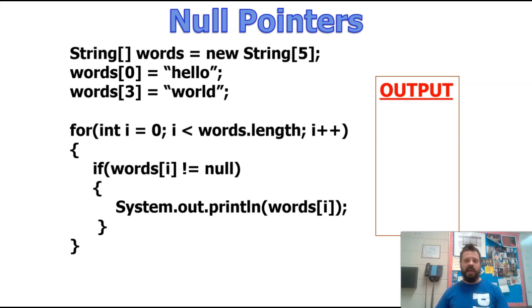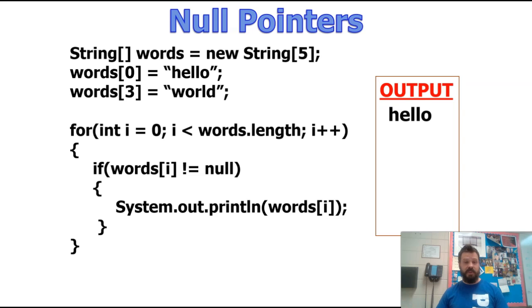To avoid this, if there's a chance that spots in an array could be empty, could be null, we'll have to check and see if they are not null before we actually deal with what's in that spot. So, same starting code here. We're going to create an array with 5 spaces, assign 2 of them, and loop through that array once again. But this time, rather than just printing what's at each of those spots, we're first going to check if words at index i is not equal to null. If it's not, we'll actually print that word. But if it is null, this code will skip over it.